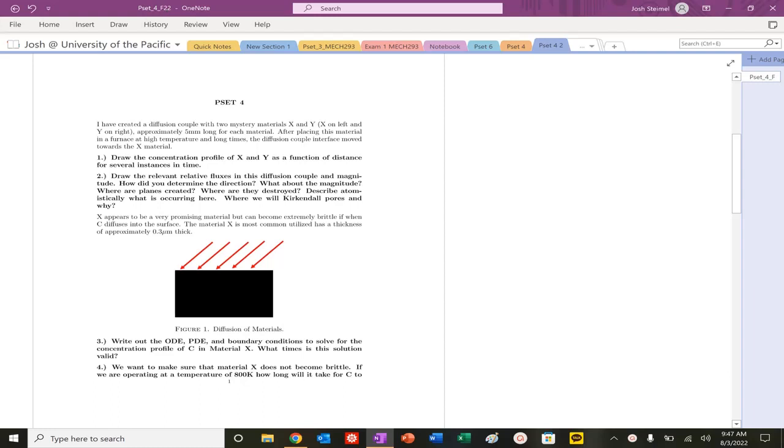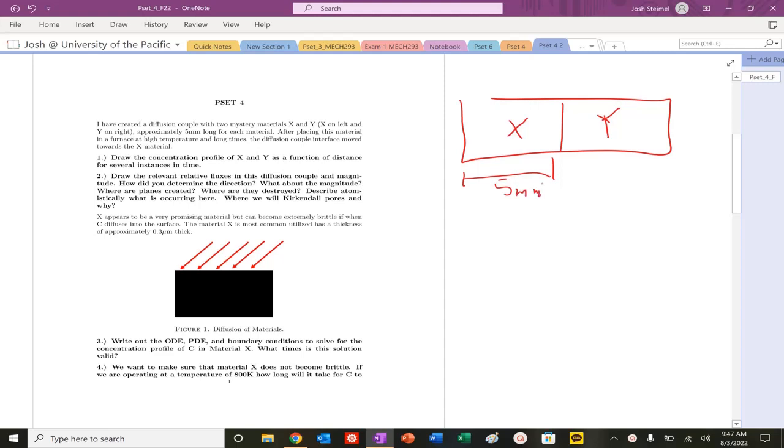Everybody, we are back, and now we're on Pset 4 solutions. So let's go ahead and read through this problem. I've created a diffusion couple with two mystery materials, X and Y, X on the left, Y on the right, approximately 5 millimeters for each material.